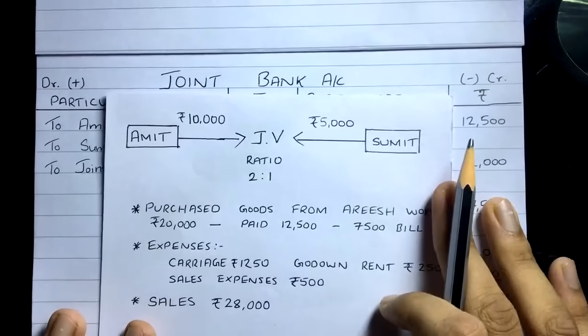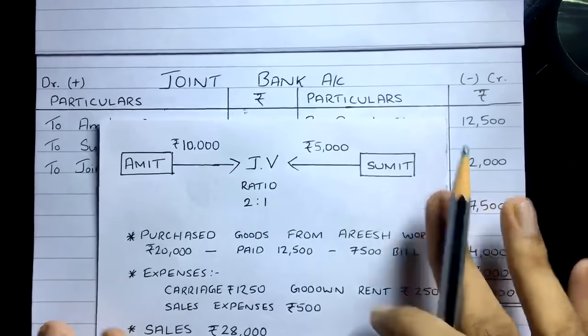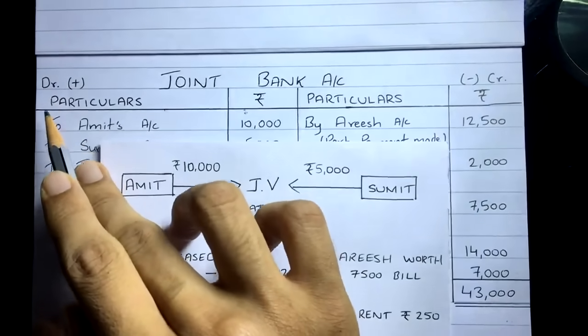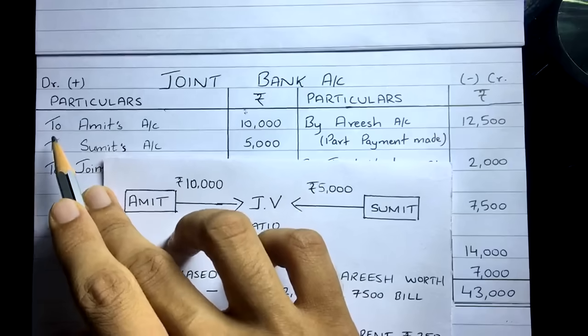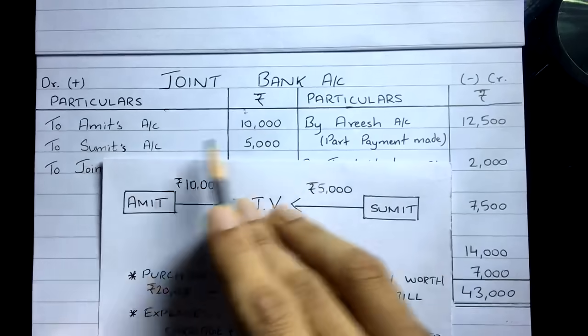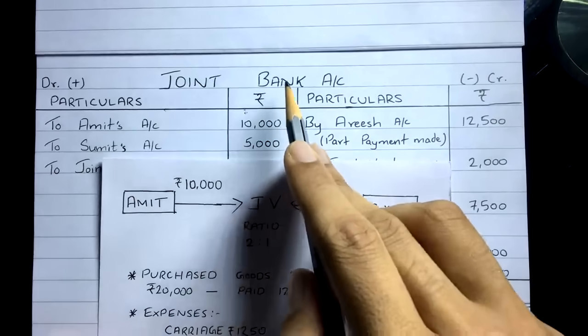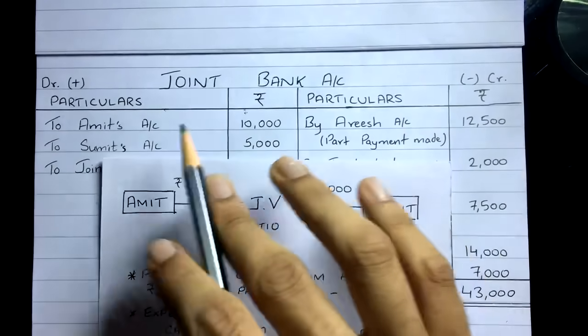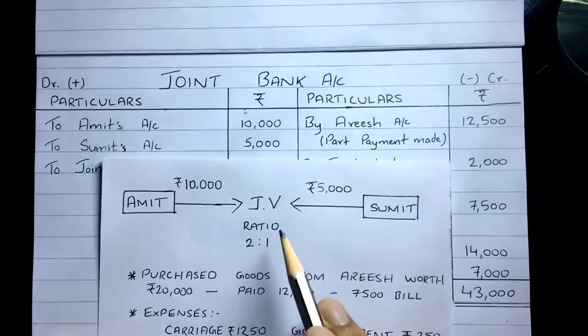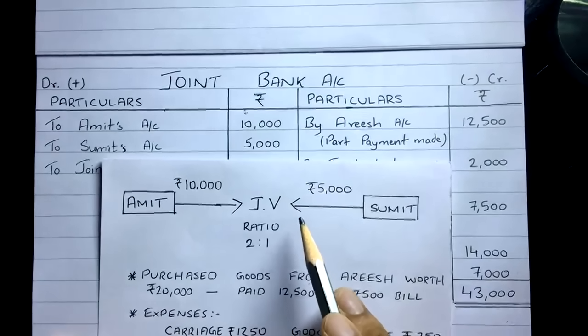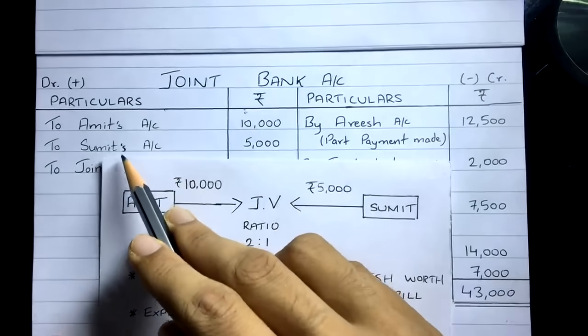So whenever the joint bank account increases, what you have to do is debit the joint bank account. And why did it increase? It increased because of the contribution of Amit and Sumit. So 10,000 and 5,000. Due to these contributions, the joint bank account increased. All right. So this is how you need to do the posting of the contribution of capital. And then immediately you have to do the cross posting. See here, Amit's and Sumit's account has come.